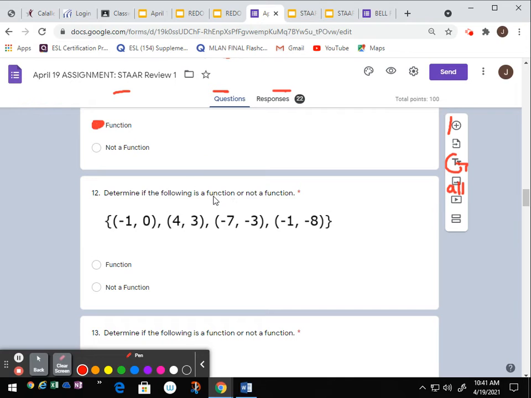Now let's look at number 12. We're doing the same thing. Let's look at all of our x values. We have -1, 4, -7, and then look, we have 2 -1s. We have a -1 here, and we have a -1 here. Since we have a repeating x value, we know it's not a function. So number 12 is not a function.